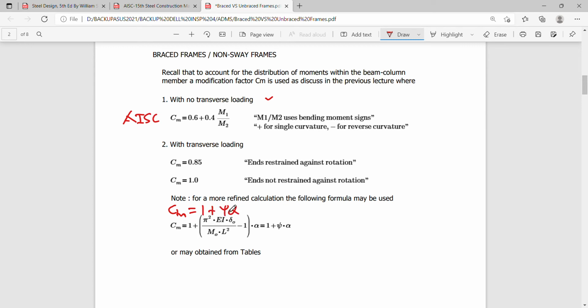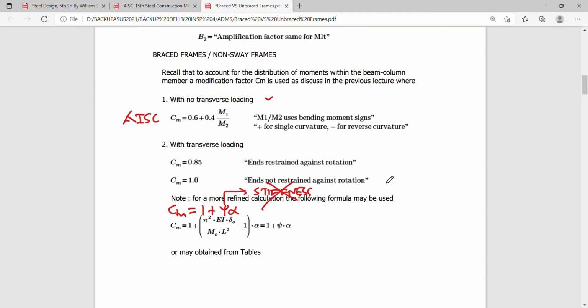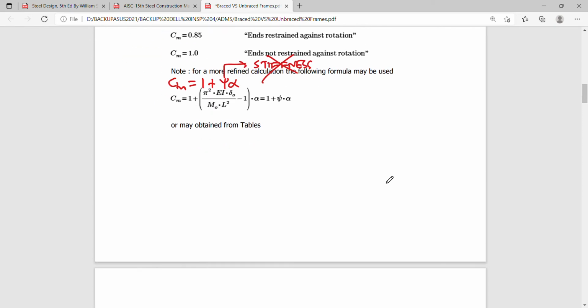Okay, psi here has nothing to do with the stiffness ratios. Okay, so this is different from the variable psi that we have used in our sample problem for your equivalent length factor. Or we can actually use tables to represent the value of Cm for a more refined calculation.